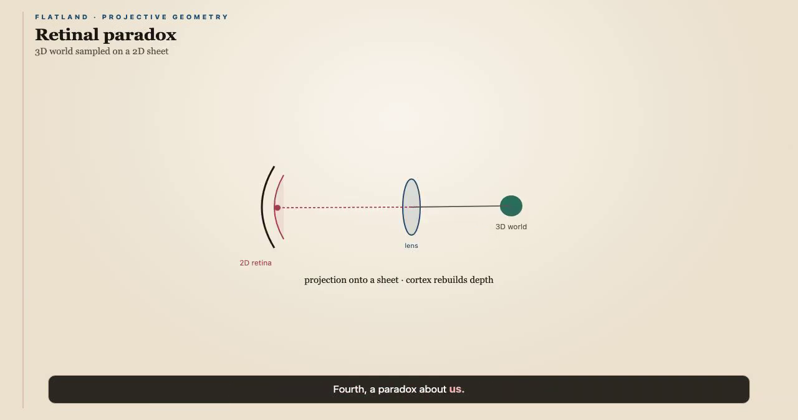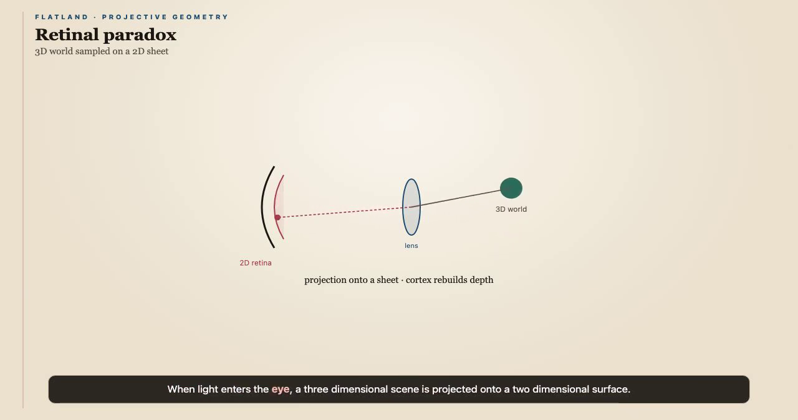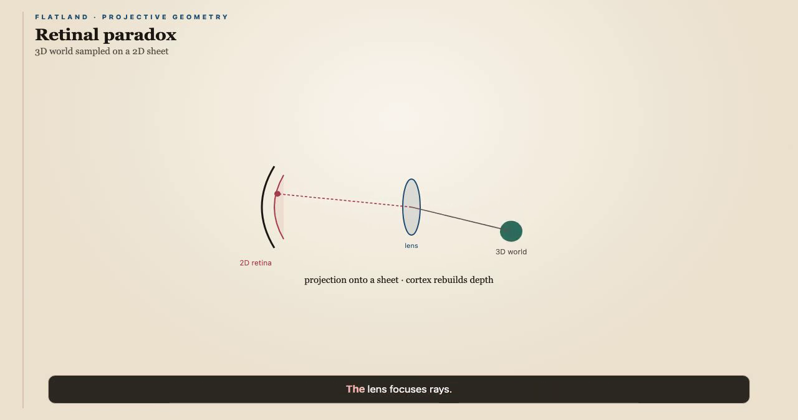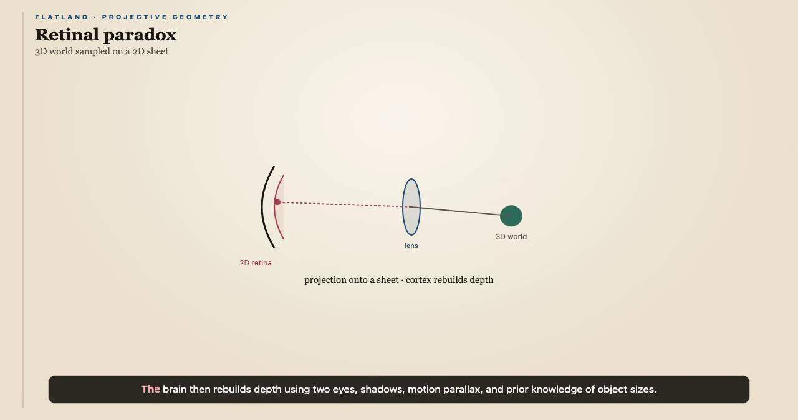Fourth, a paradox about us. We live in 3 dimensions, but the retina is a curved sheet of sensors. When light enters the eye, a 3-dimensional scene is projected onto a 2-dimensional surface. The lens focuses rays. Photoreceptors sample a field of angles, not a solid volume. The brain then rebuilds depth using 2 eyes, shadows, motion parallax, and prior knowledge of object sizes. In that sense, we are 3-dimensional beings who sample the world through a 2-dimensional measurement.